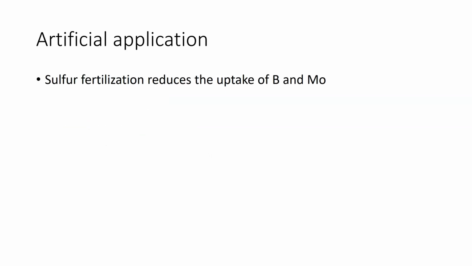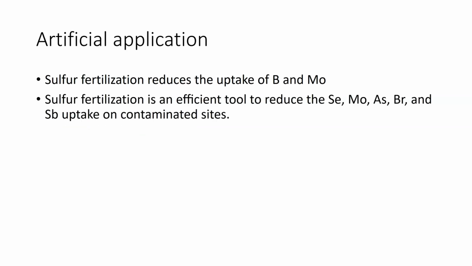Sulfur fertilization reduces the uptake of boron and molybdenum. Sulfur fertilization is an effective tool to reduce selenium, molybdenum, arsenic, bromine, and antimony uptake on contaminated sites. If you've got a site where you've had some sort of contamination of these materials, you can add sulfur, and that's going to reduce the uptake of some of these metals.